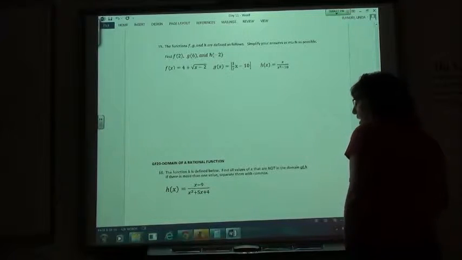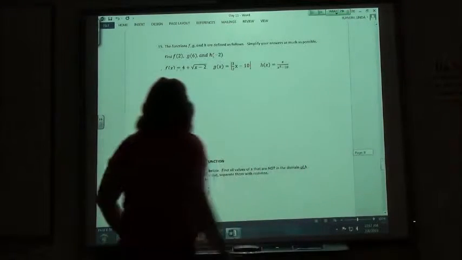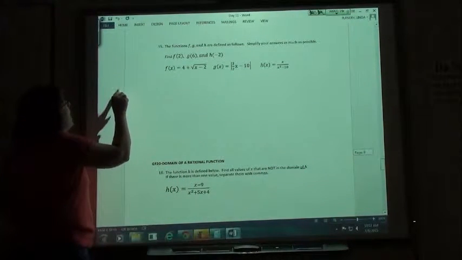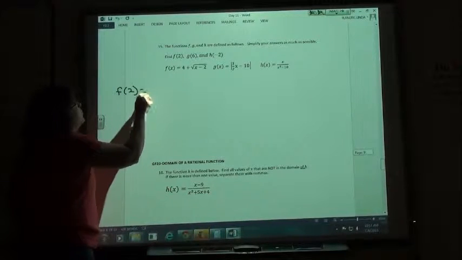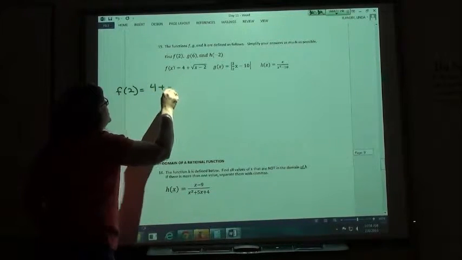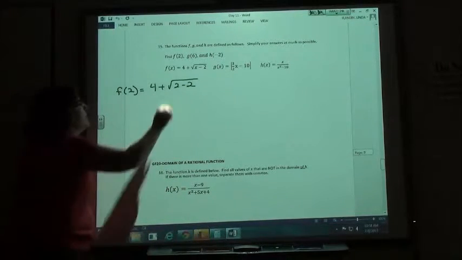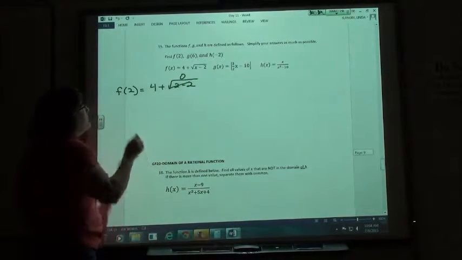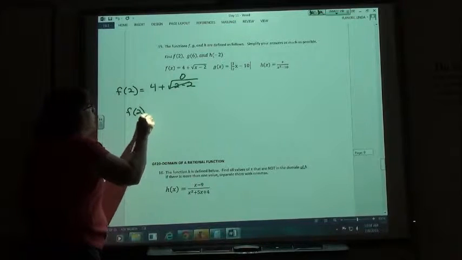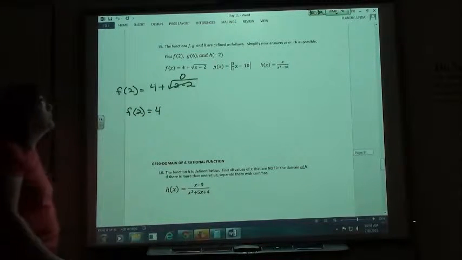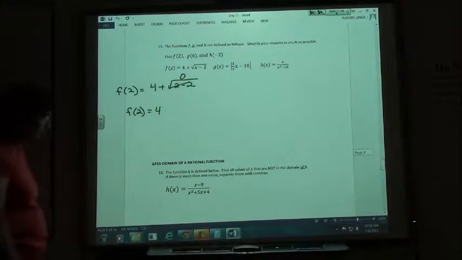And number 15, same kind of thing. So I'm going to do f of 2, so I'm going to do 4 plus the square root of 2 minus 2. Well, 2 minus 2 is 0, so 4 plus 0 is just 4, so f of 2 is going to equal 4. Not much to do to that one.